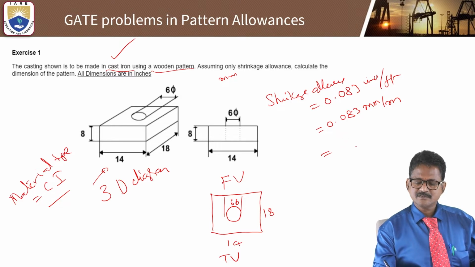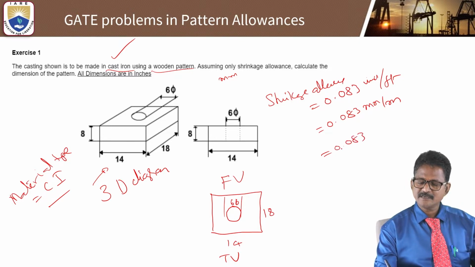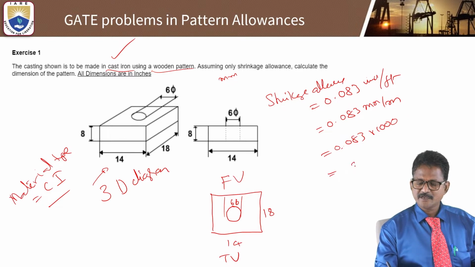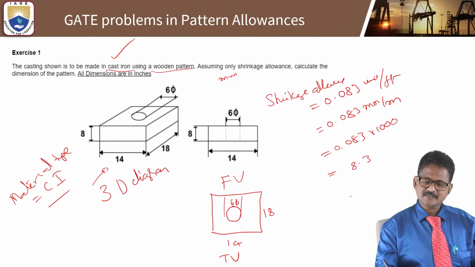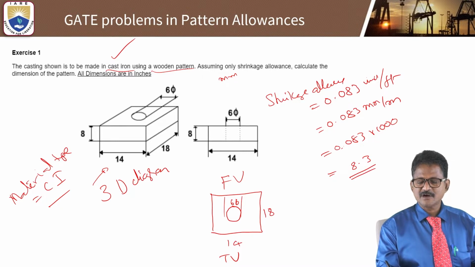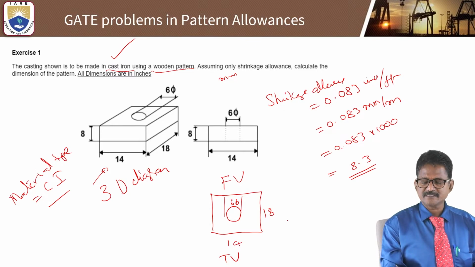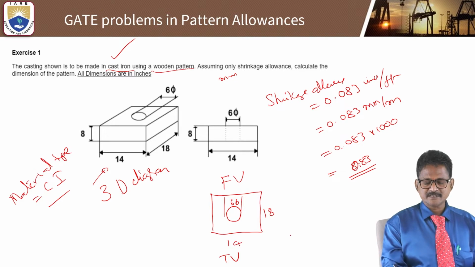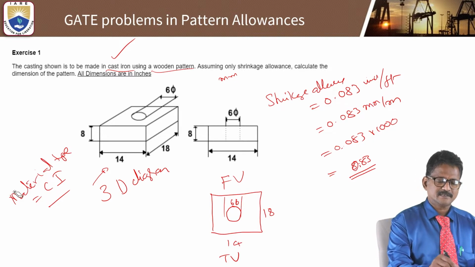If you multiply 0.083 into 1000, how much is it? 8.3. So this 8.3 mm is added to this. How much distance? So this is not 0.83. Here you can see how to add these dimensions.